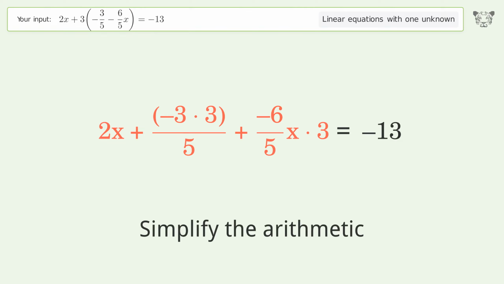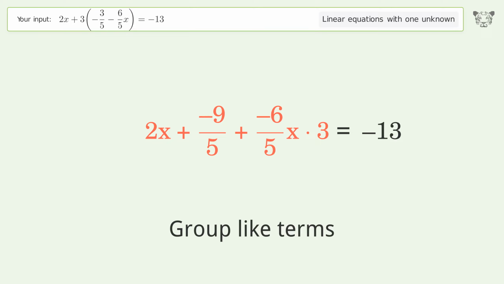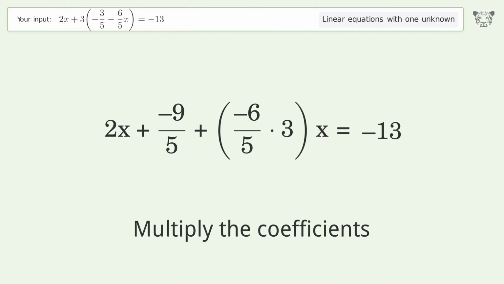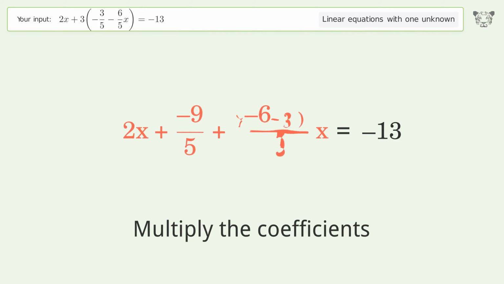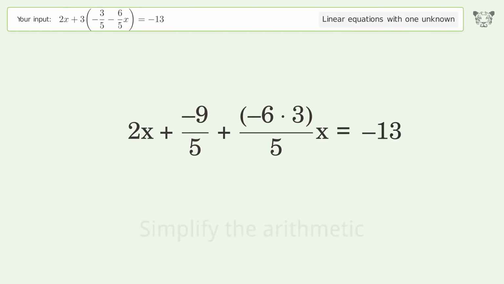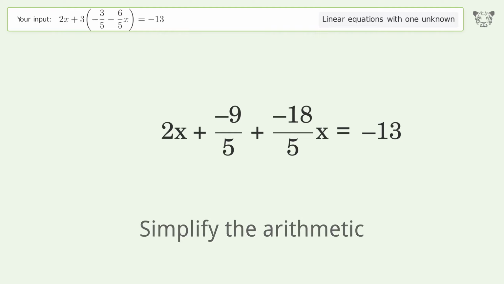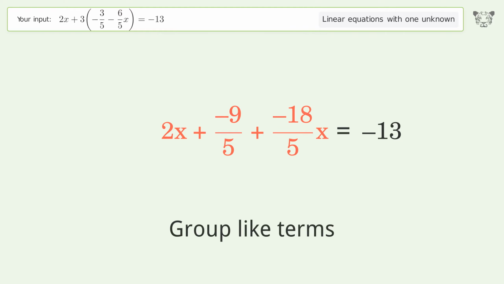Simplify the arithmetic. Group like terms. Multiply the coefficients. Simplify the arithmetic. Group like terms.